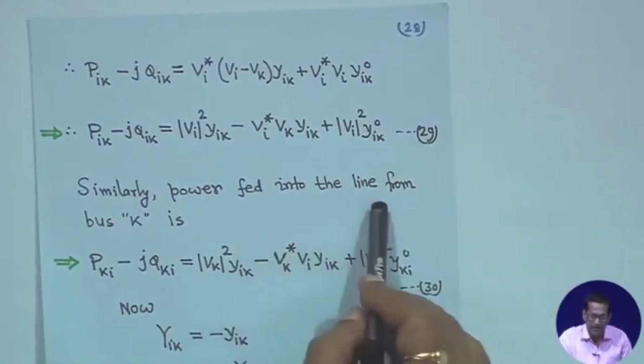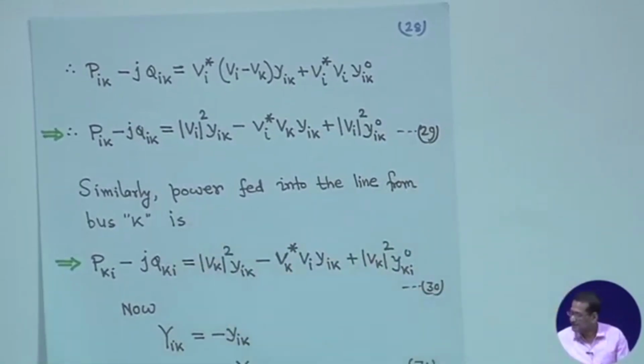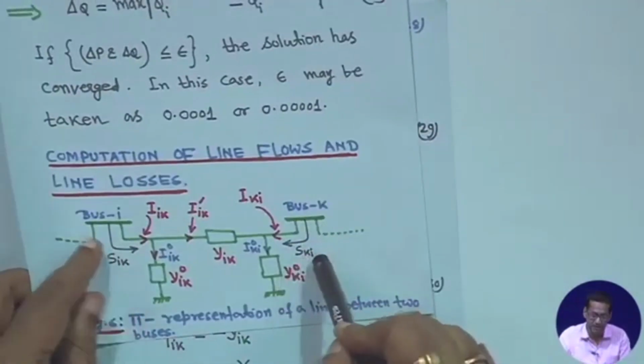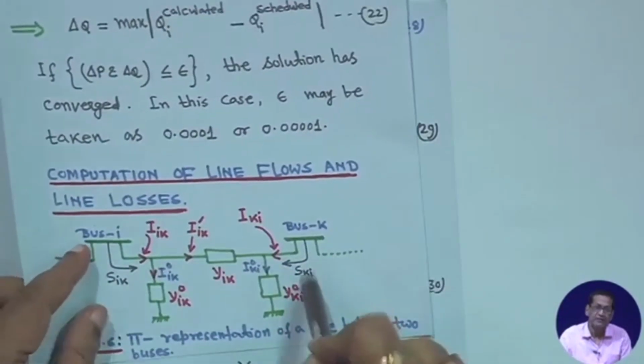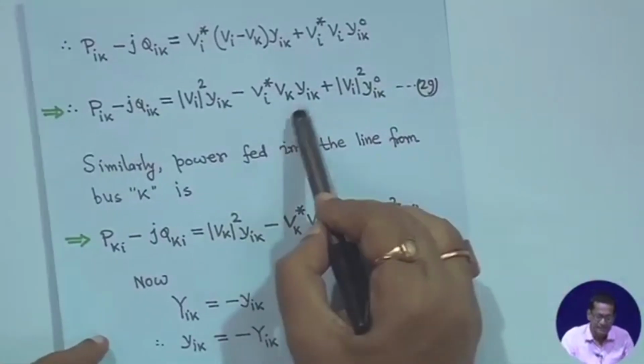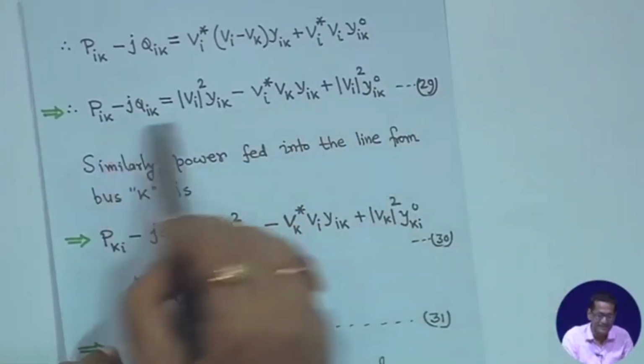Similarly, for the power fed into the line from bus k, that is S_ki, there also, right. So you need not derive it. What you can do is, in this expression, equation 29, interchange k and i.